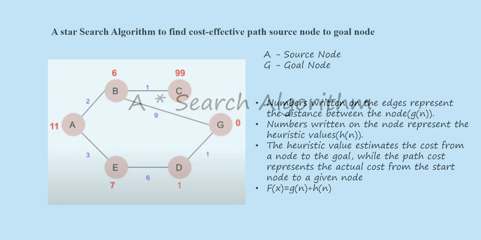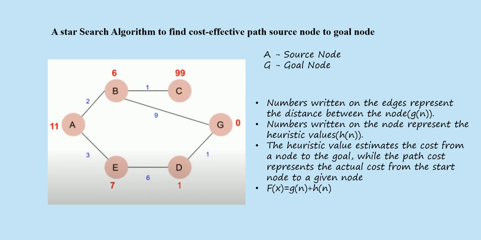I'm Roshni. In this video, I'm going to discuss the A-star search algorithm. The A-star search algorithm finds the cost-effective path from a source node to a goal node. Here, A is the source node and G is the goal node.